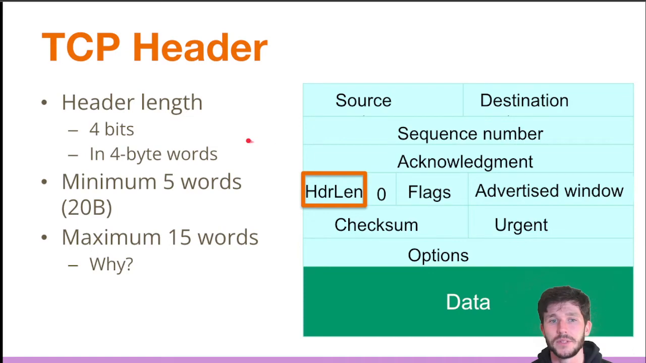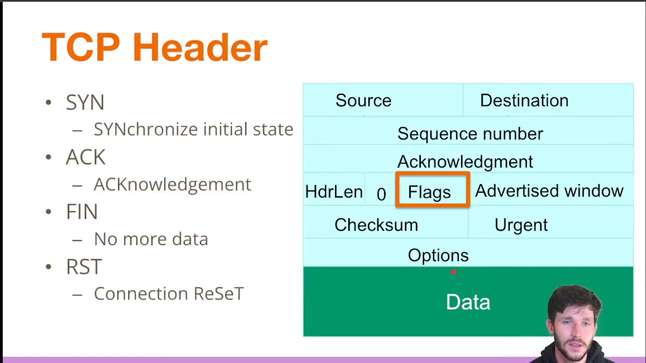We've got the header length field. It's 4 bits in 4-byte words. The TCP header without options is 20 bytes, but it can actually get longer because options are used. Then the flags. There are 4 bits for flags here. There's a SYN flag, an ACK flag, a FIN flag, and a RESET flag. And I'll cover what these do in just a second.